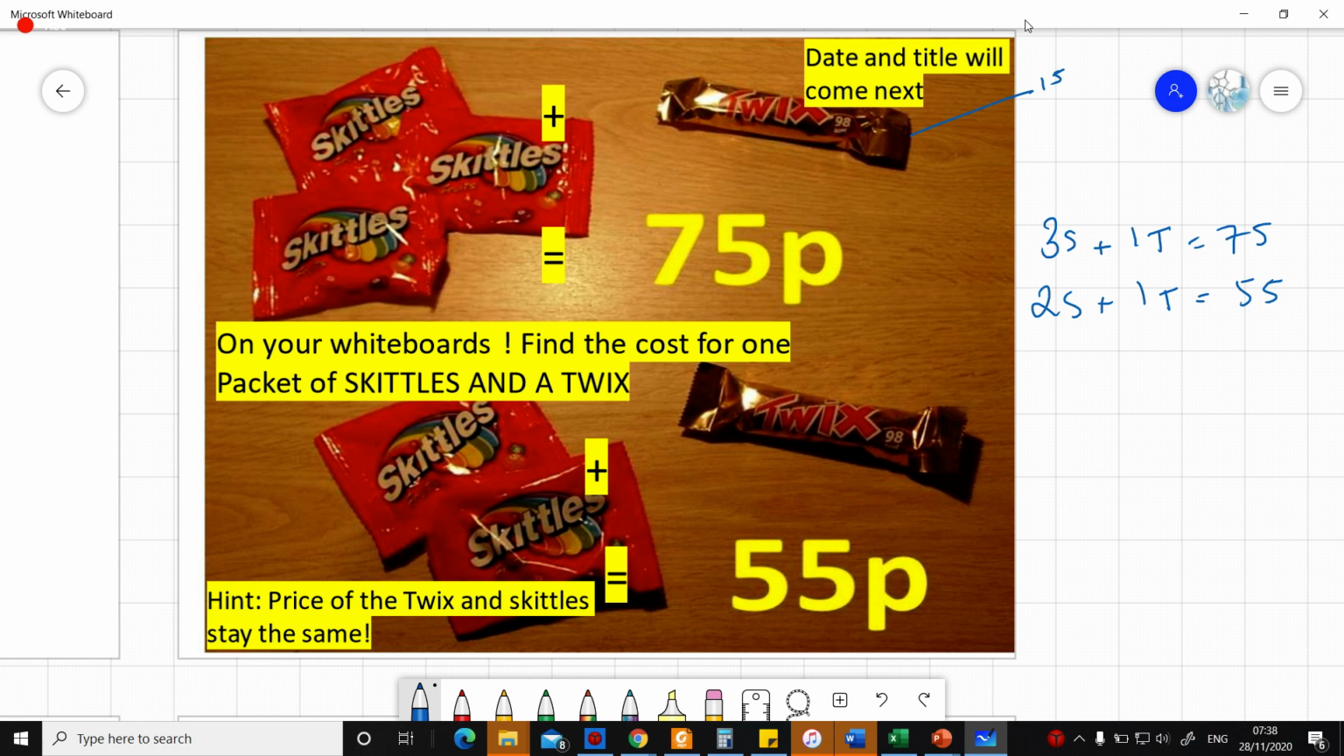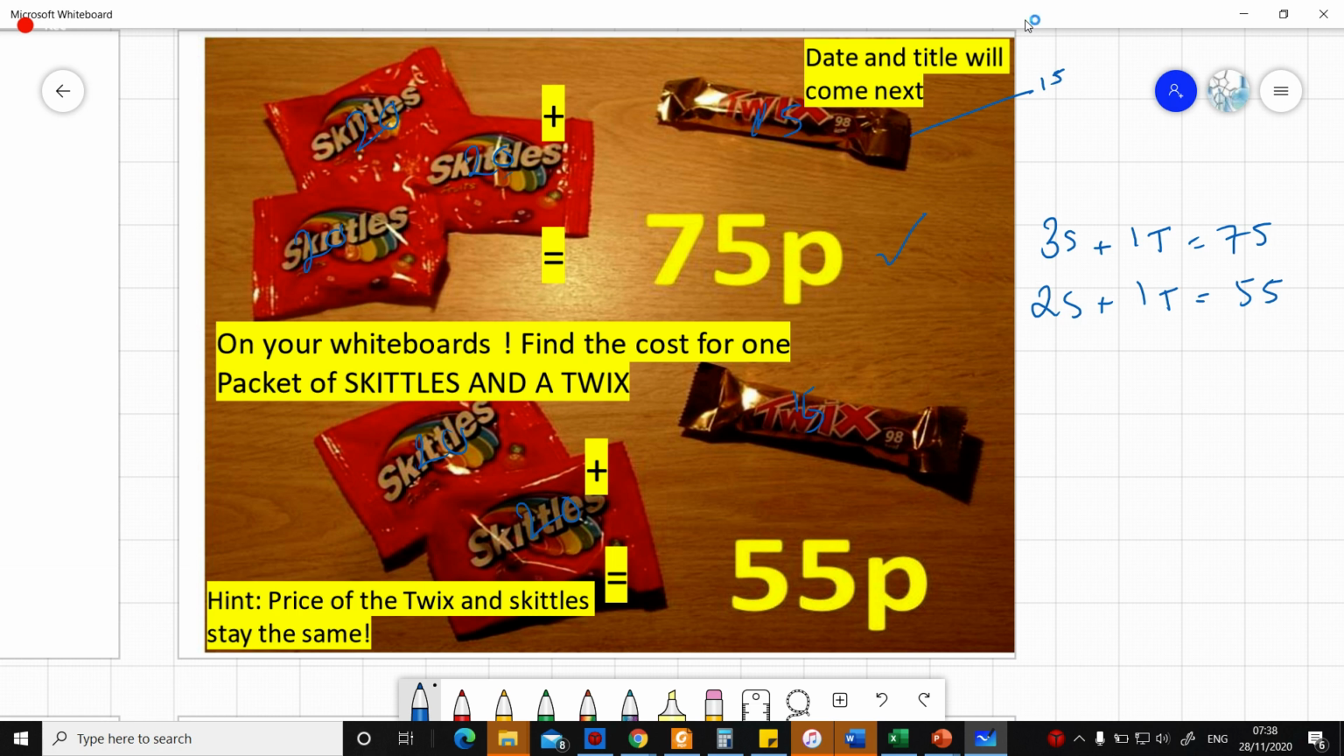Because you can say 3 times 20. If each one costs 20p, 20, 20, 20, and this costs 15, so 60 plus 15 gives me 75, and 20, 20 is 40, and 40 plus 15 gives me 55.